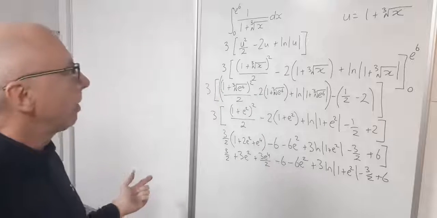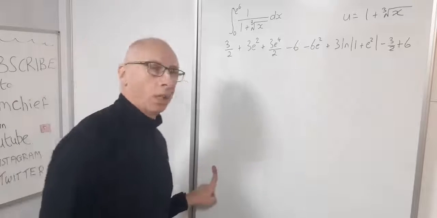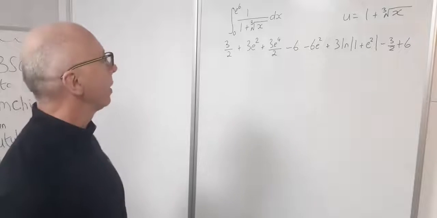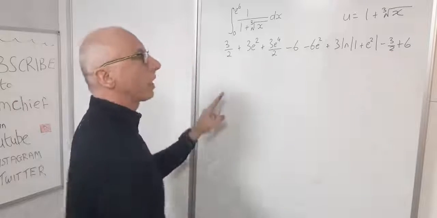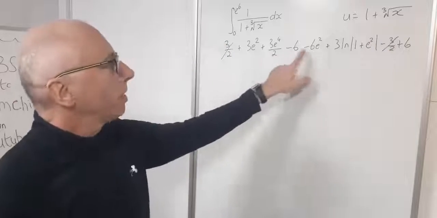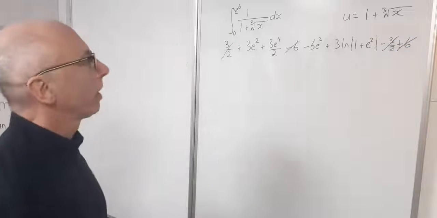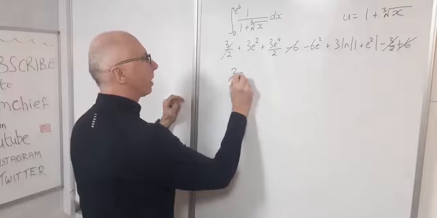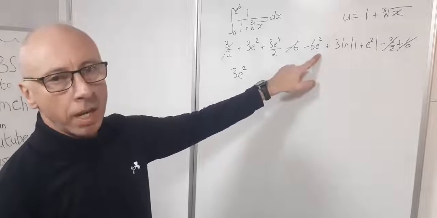Okay, right, let's make some space at the top and see if we can simplify this and get an approximate value. Okay, so constants 3 over 2 minus 3 over 2, so they're going to cancel. So that takes care of them. I've got a minus 6 and a plus 6, takes care of them. So that's looking good already. Okay, I've got a plus 3e squared and a minus 6e squared, so that becomes minus 3e squared.